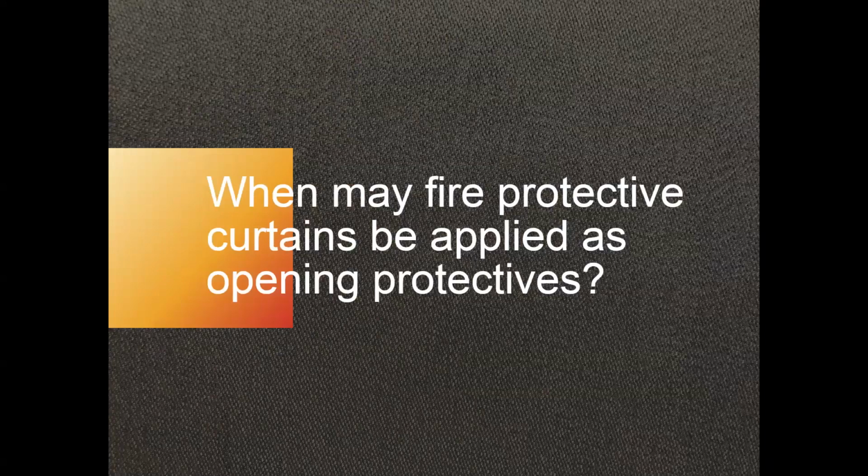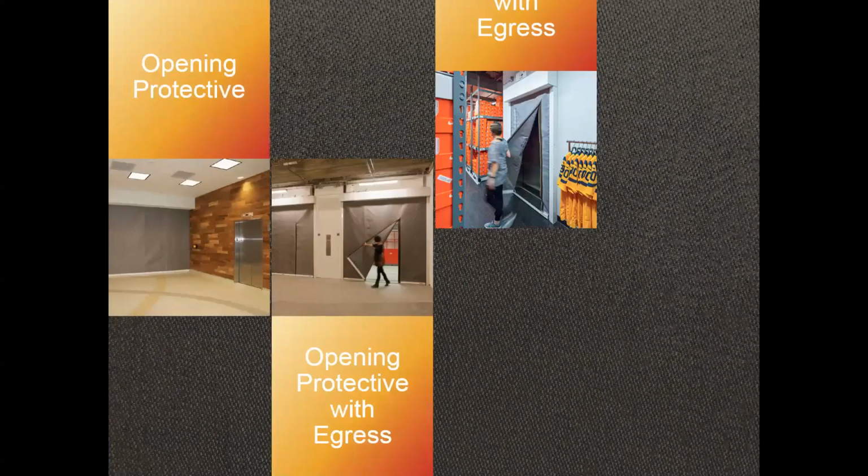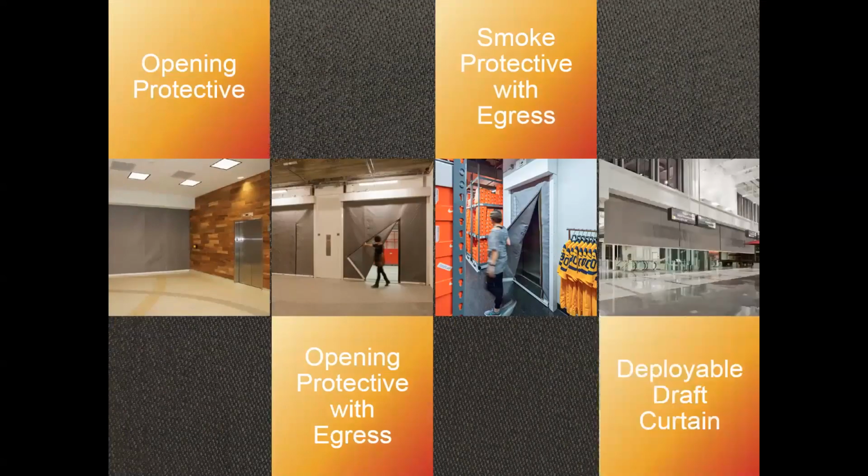So what are we talking about? When can these fire protective curtains be applied as opening protectives? There are 4 instances that we commonly see. Obviously, 2 types of opening protectives, one without egress and one with egress, which we've already established. And the last 2: smoke protective with egress, which just carries a UL 1784 rating, and also the deployable draft curtain. No side guides, it's not a rated application, it's not a rated assembly. It's just about channeling smoke to a vent or triggering it against a fire alarm. So those are the exclusive applications where we're going to commonly see it.